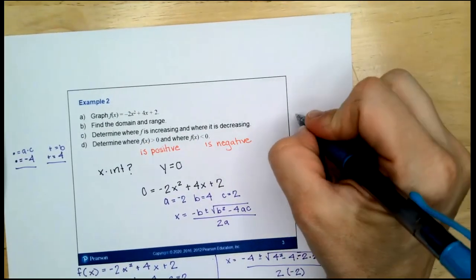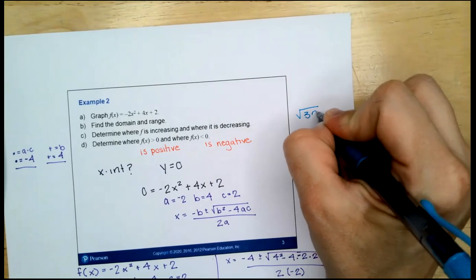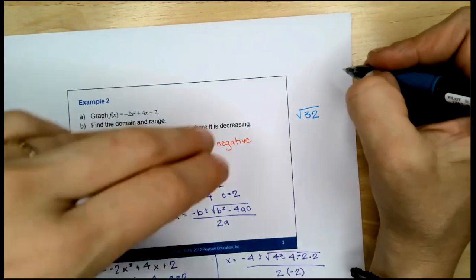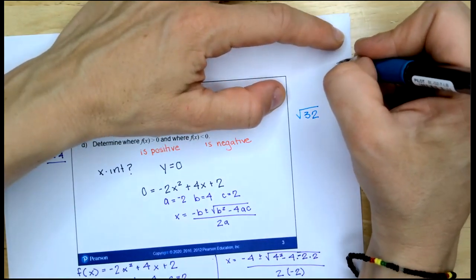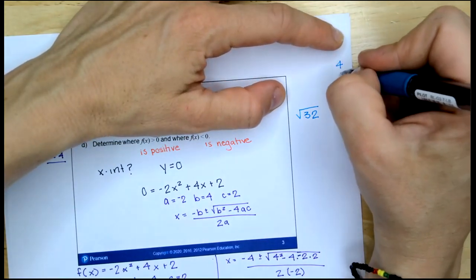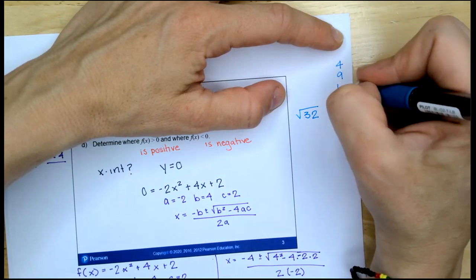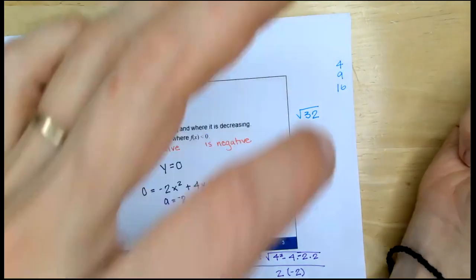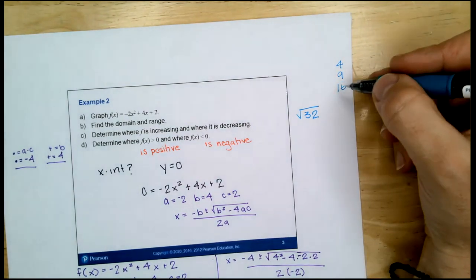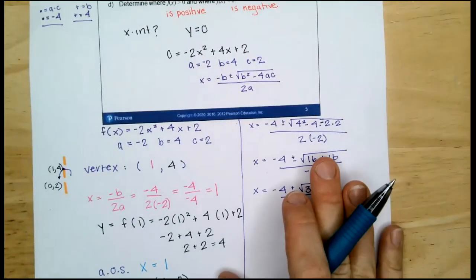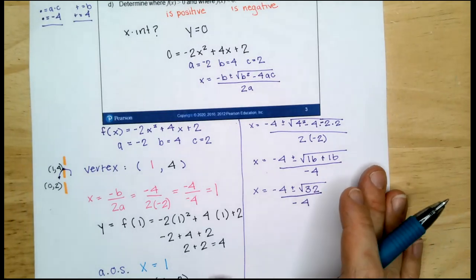Take that 32 and make sure you can't simplify the square root of 32. What are perfect squares that you might be able to factor out of the square root of 32? You could factor out a 4. Could you factor out a 9? Could you factor out a 16? It seems pretty likely that we will be able to factor out a 16 since it was 16 plus 16 or 16 times 2, right?